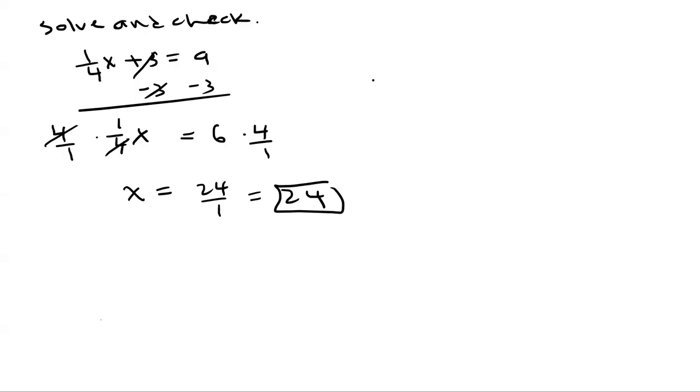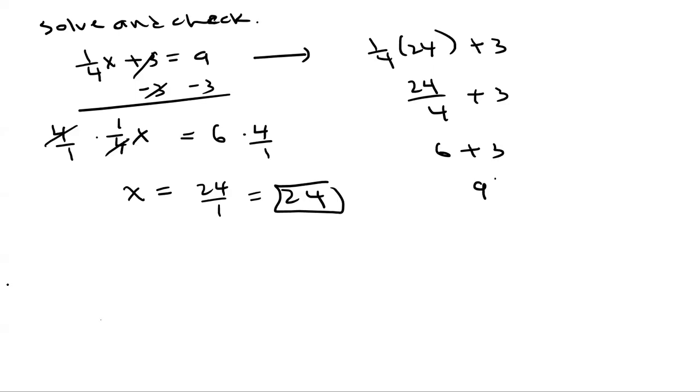All right, so the second part is they want us to check. We already solved it, right? X equals 24. So to check it, we just plug in our value for x. So 1/4 times 24 plus 3. 1/4 times 24 is the same thing as writing 24/4 plus 3. 24 divided by 4 is 6. So 6 plus 3 will give us 9. So that's the solution we have, and that's the solution that they gave us originally. Okay, so this is the checking part.